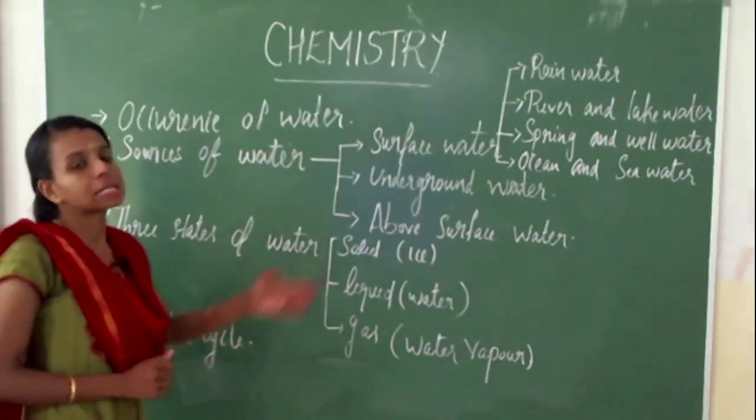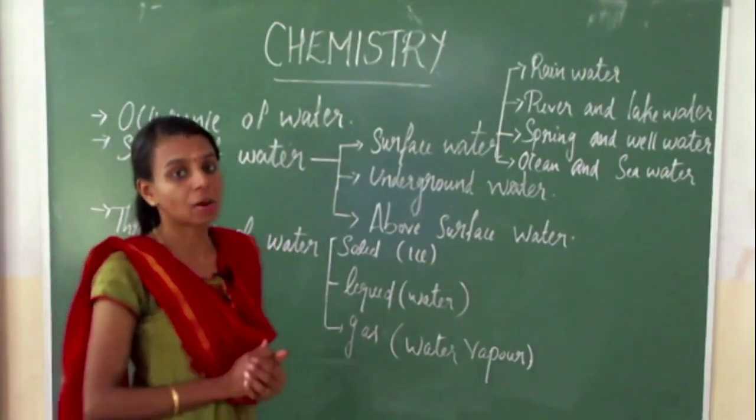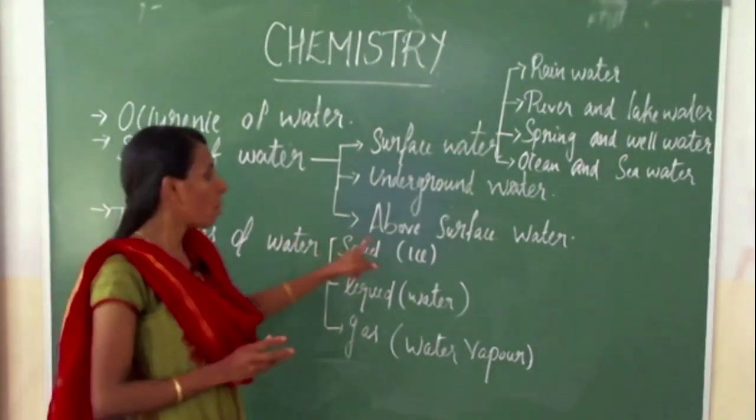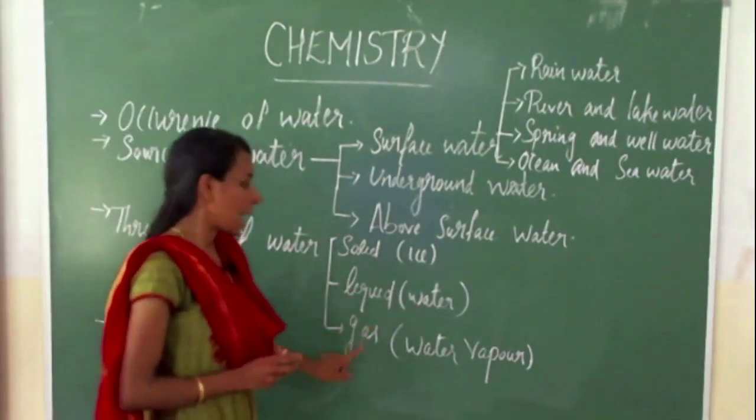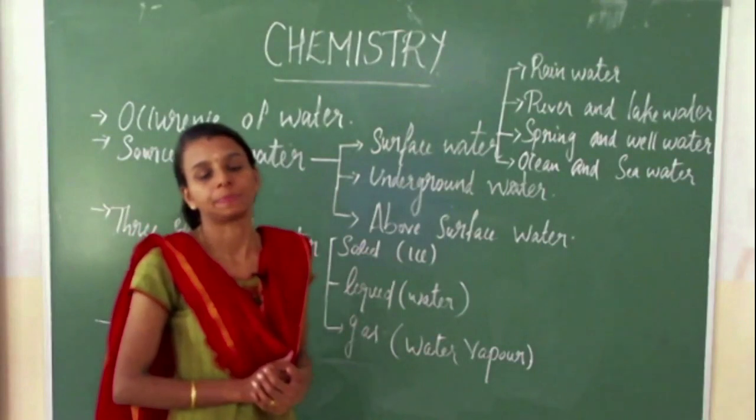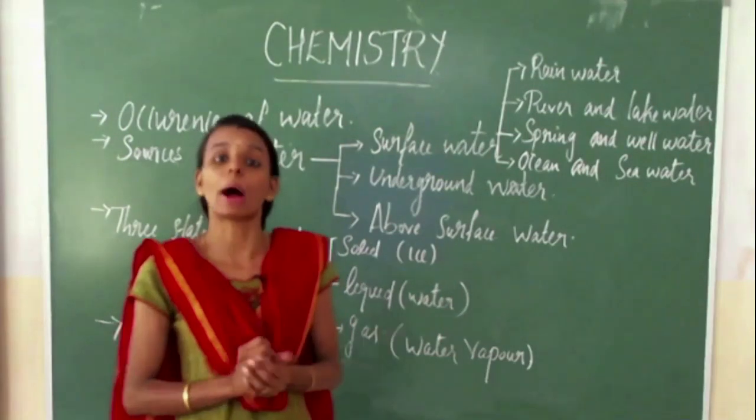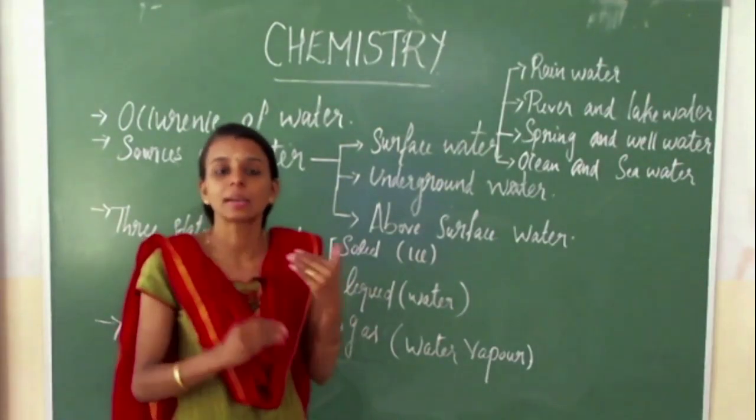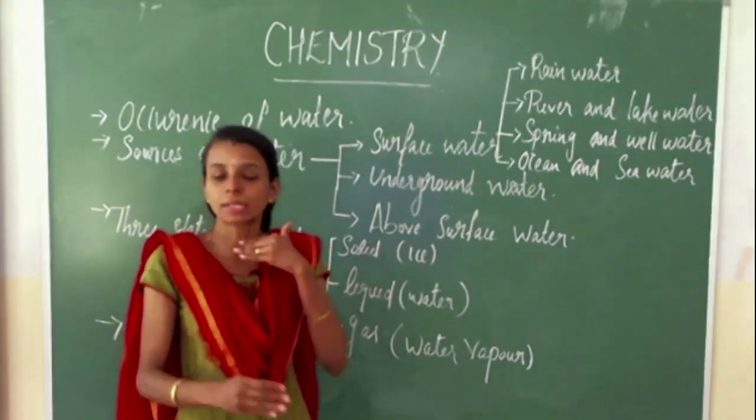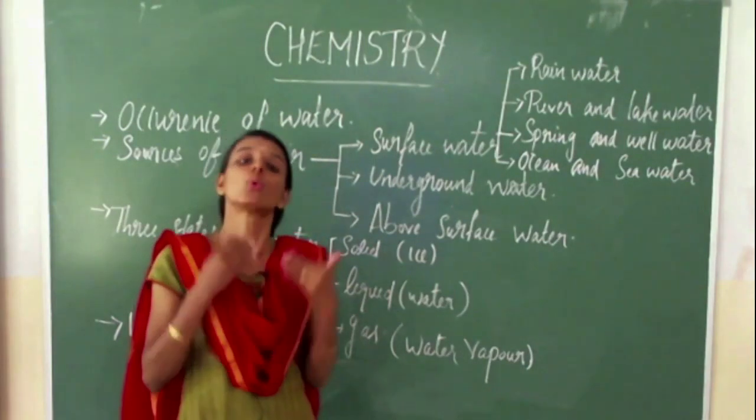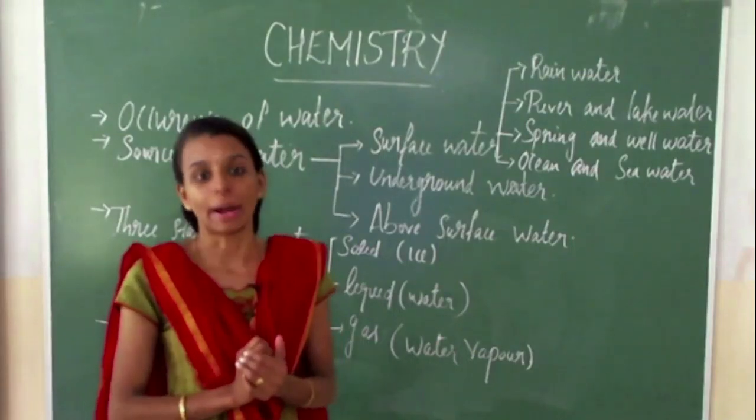Then the three states of water, and interconversion of states of water. We discussed the three states of water. In the solid state, water exists in the form of ice. In the liquid state, water, and in the gaseous state, water vapor. Then we discussed one term, interconversion of states of water. What is the meaning of interconversion of states of water? Water changes from one state to another state and returns back to the original state. That process is known as interconversion of states of water.